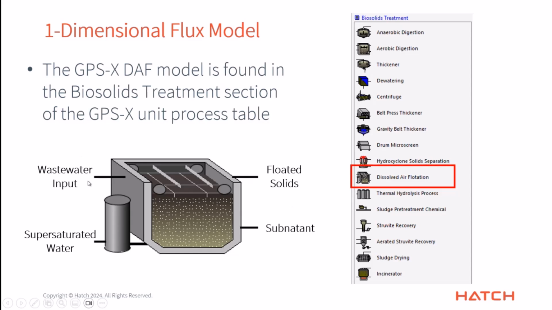So we have the wastewater input coming in. You can see these bubbles here. They're going to float the solids to the surface. This is the connection point that is going to be bringing off the high concentration of floated solids at the top. And then the effluent or subnatant in this case is going to be coming off the bottom layer and comes out of this connection point over here.